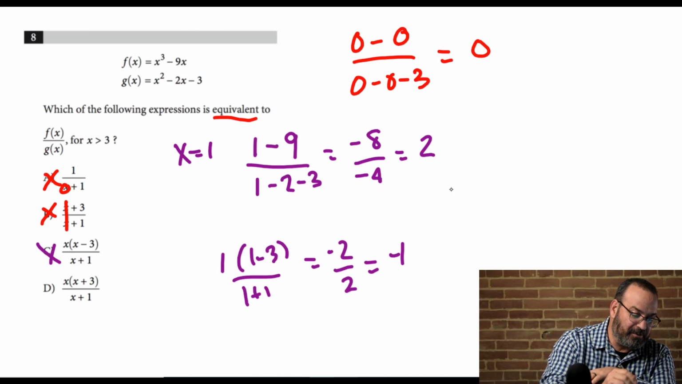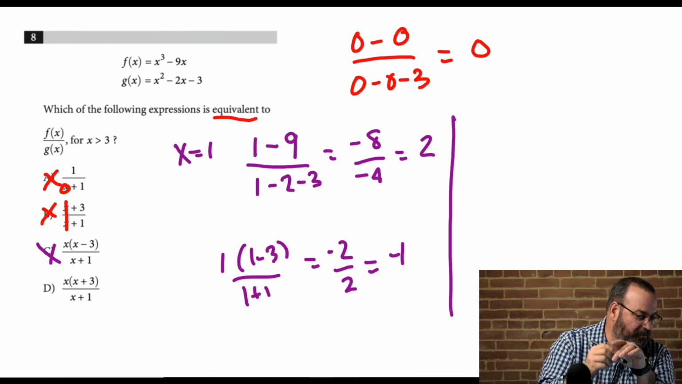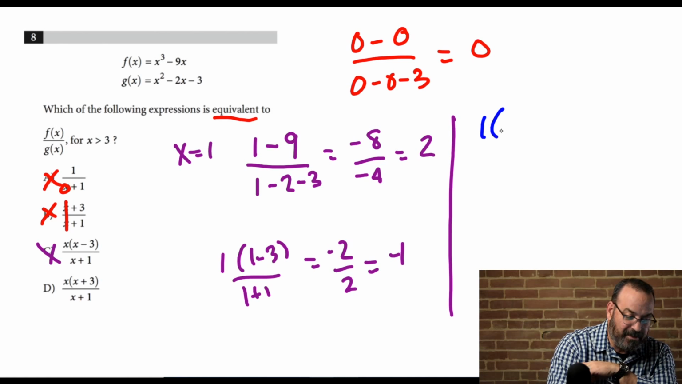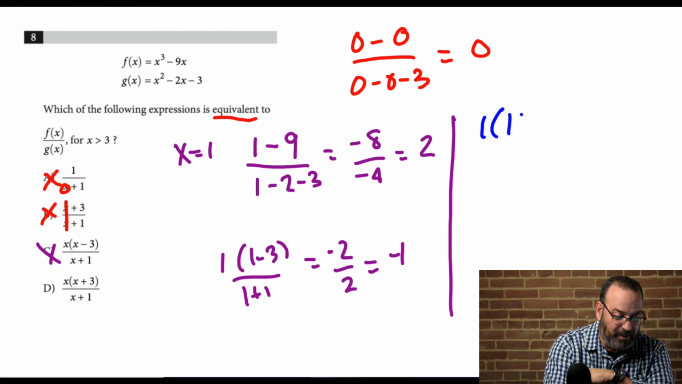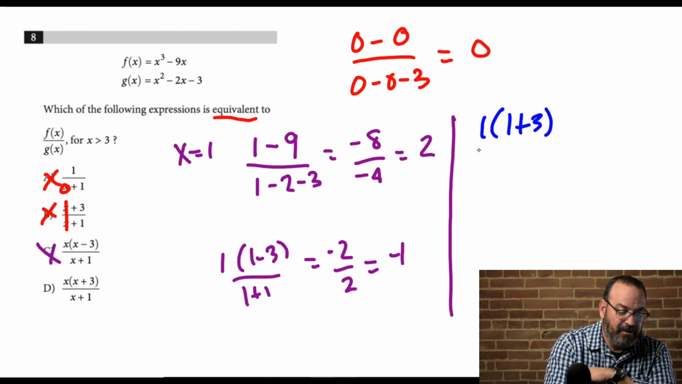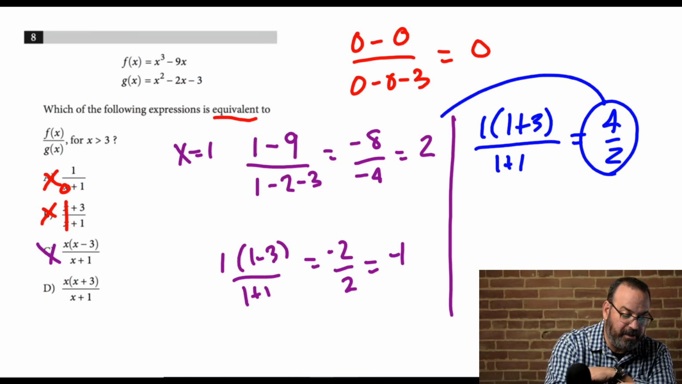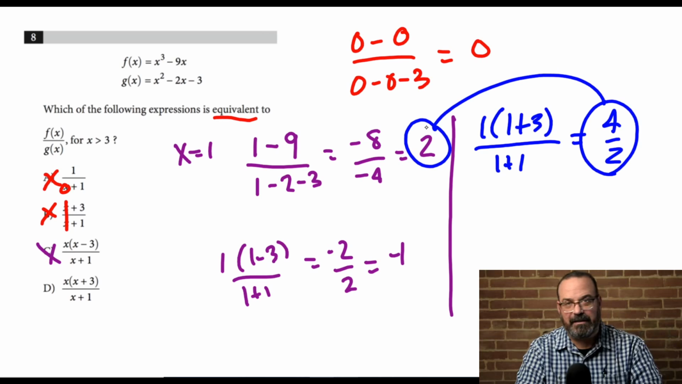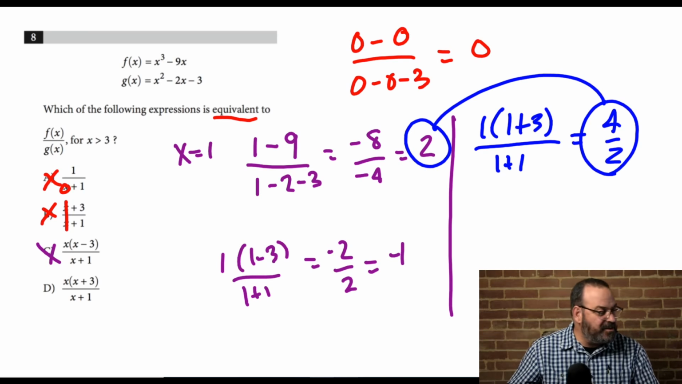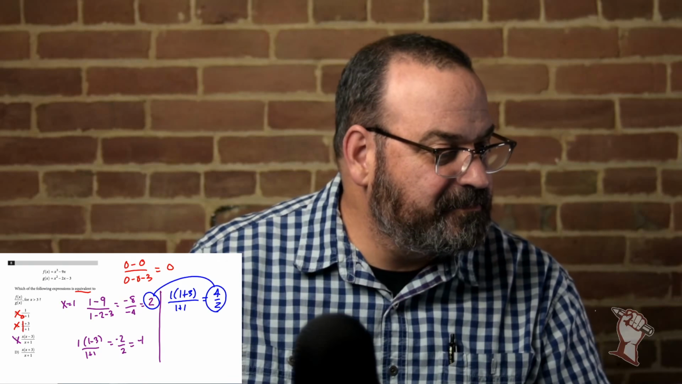Let's do the 4th answer choice just so we can prove that I'm right. 1, because I love to prove that I'm right. 1 plus 1 over 3. 1 times the quantity 1 plus 3 over 1 plus 1. And that's going to equal 4 over 2. And does 4 over 2 equal 2? It most certainly does.